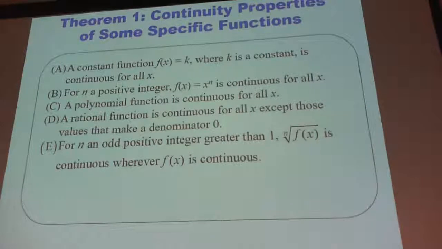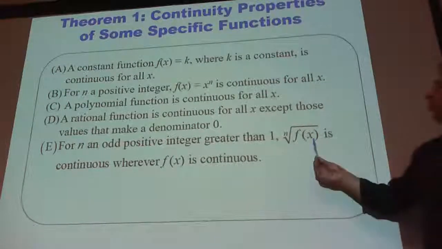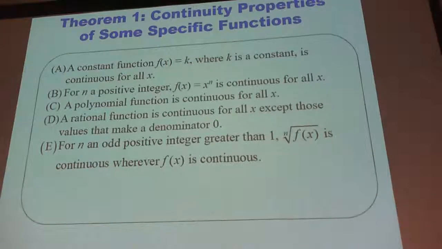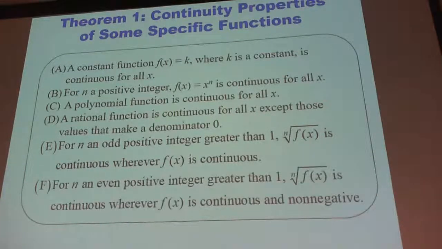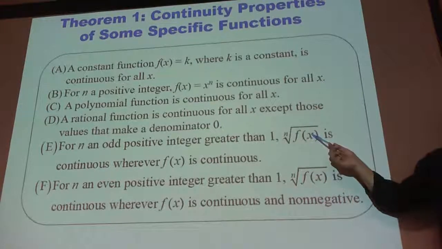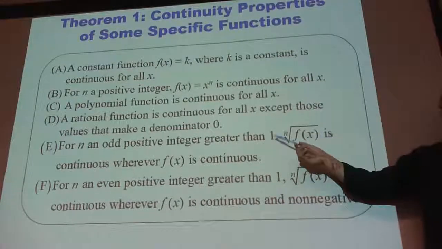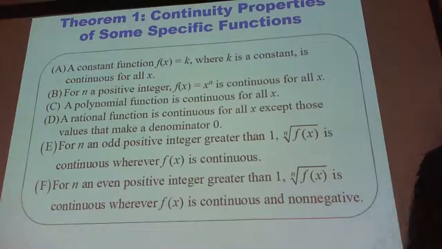And then as far as roots, as long as the inside is positive, if we have an odd integer n greater than 1, then it is continuous wherever the function is continuous. But if n is an even positive integer greater than 1, then it's continuous where it's non-negative. And all this simply means, can you take the square root of a negative? No. But can you take a cube root of a negative? Yes. That's why if it's odd, it's okay. If it's even, you got to be careful.